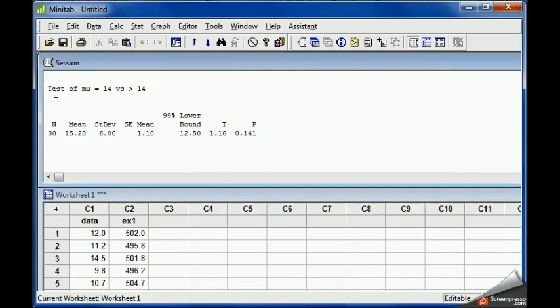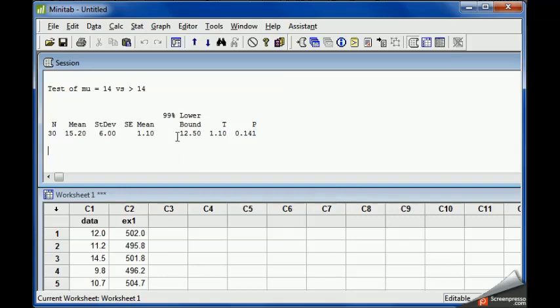So this is our test. We test if mu is equal to 14. This is the null hypothesis. And the alternative is mu is larger than 14. The sample size is 30. We have 30 elements. We have inputted the mean 15.2. The standard deviation of this sample is 6.0.